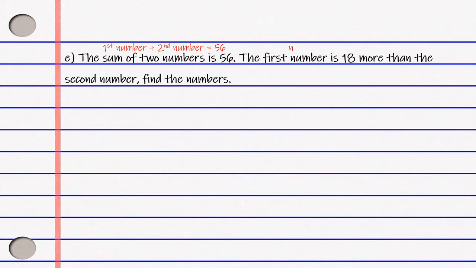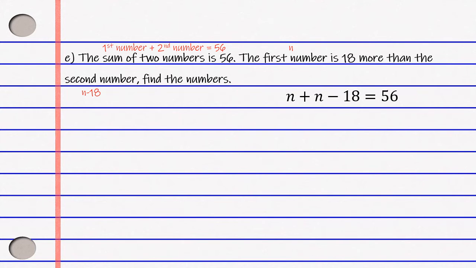So I know that the first number is 18 more than the second number. So if I took the first number and subtracted 18 from it, I would get the second number. So whatever the first number is, if I subtract 18, I get the second number. So n take away 18 will give me the second number. So then I can write my equation. The first number n plus the second number n minus 18 will give me 56.